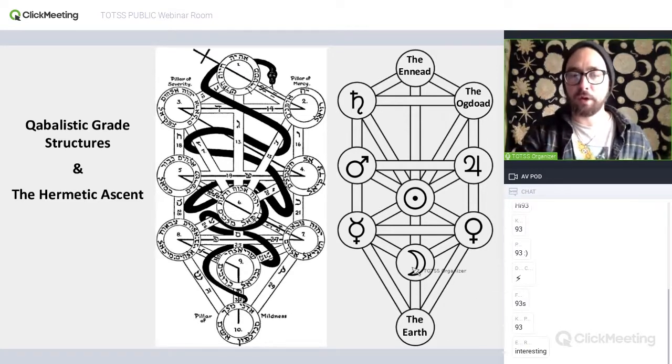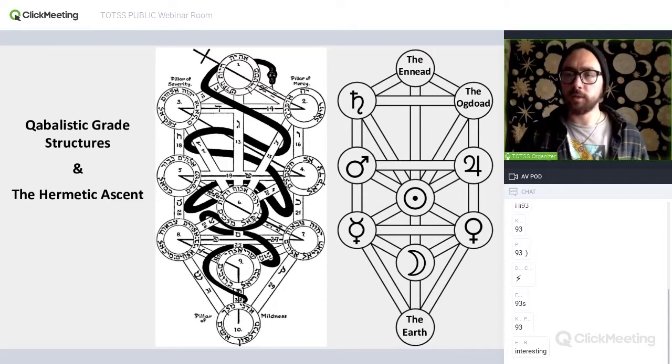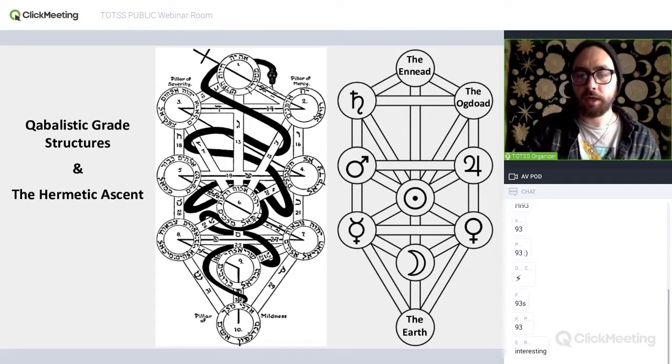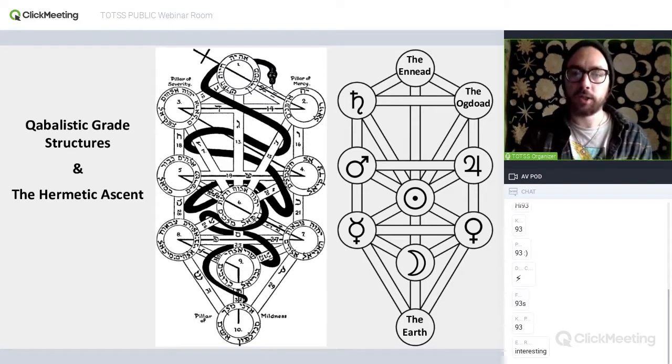So we ascend from the earth to Yesod, the sphere of the moon. And then we ascend from Yesod to Hod, the sphere of Mercury. And then from Hod to Netzach, right? And so the grade structure in that talk about ascent is more than just homologous. It's really based on that idea of the Hermetic ascent back up the spheres. So that's an important conceptual piece to realize about how a lot of our system is put together.